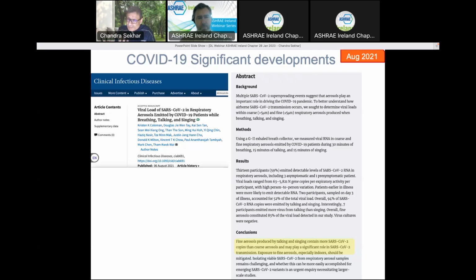So these are all very clear instances where we were very mindful that yes, airborne transmission is probably one of the biggest concerns that we have to be mindful of.